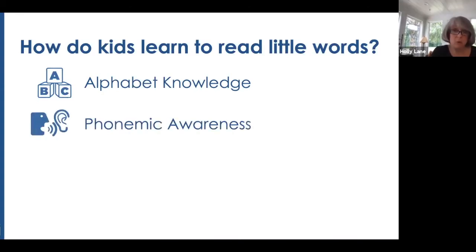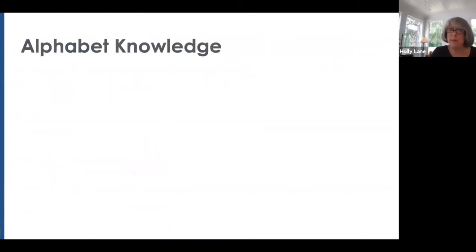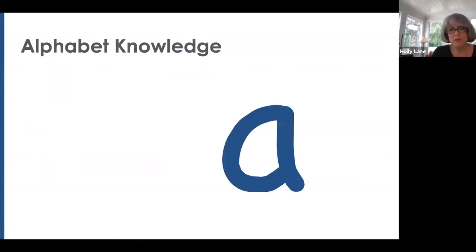Also having phonemic awareness, in particular, the capacity to blend sounds and segment sounds. And then being able to decode, connecting the sounds and letters to read words, and to encode, connecting the sounds and letters to spell words. So a little bit more about each of these. What am I talking about? In the area of alphabet knowledge, I'm referring to, well, there's really lots of ways to know a letter.